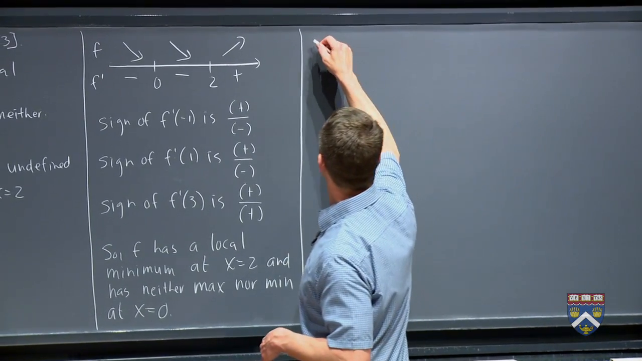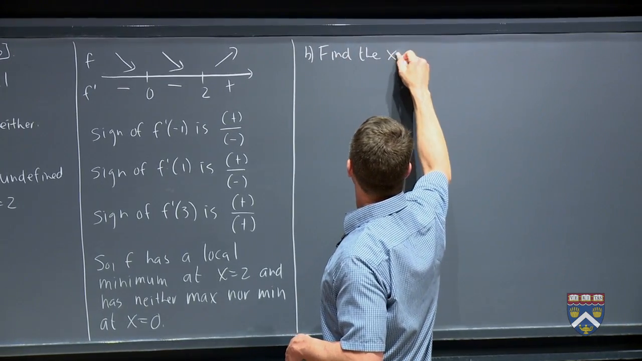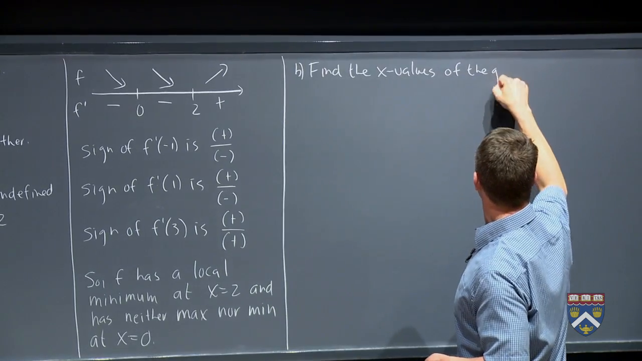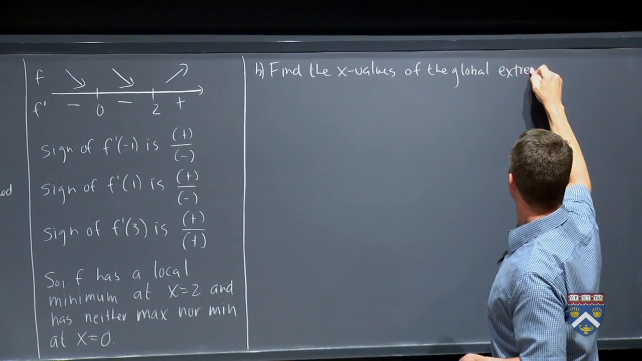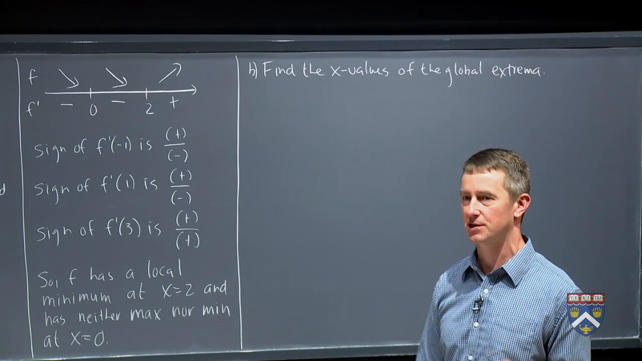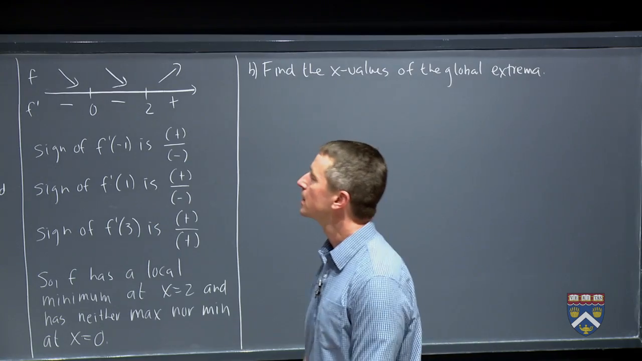Okay, part B. Let's find the x values of the global extrema. So we're just following the same parts as in the previous problem, except there's going to be one final part D here where we sketch the graph of f so that we can see what interesting thing was happening at x equals 2.